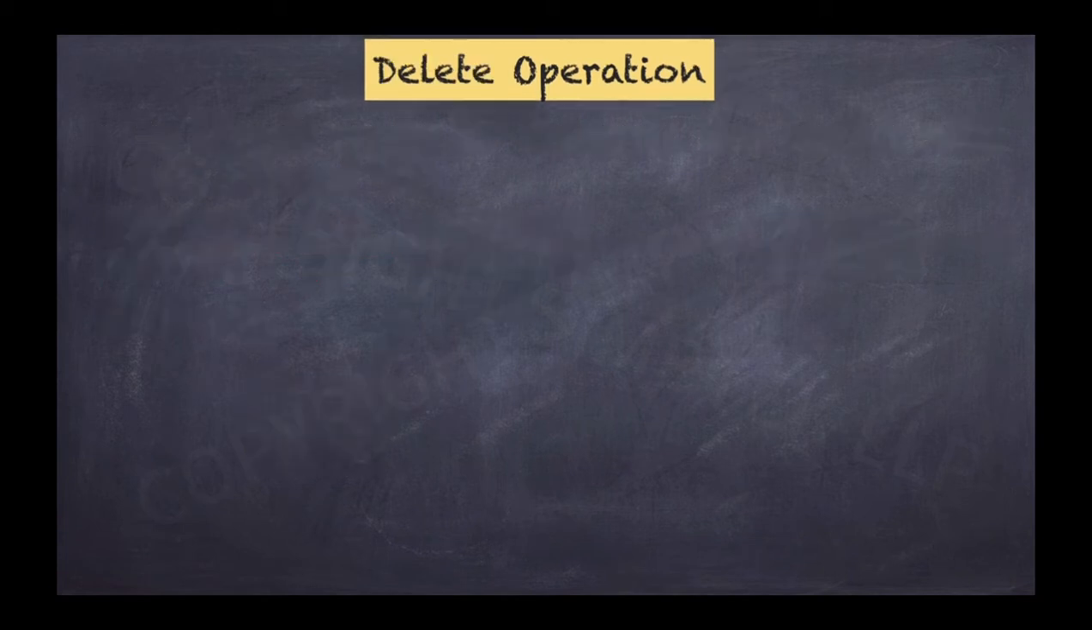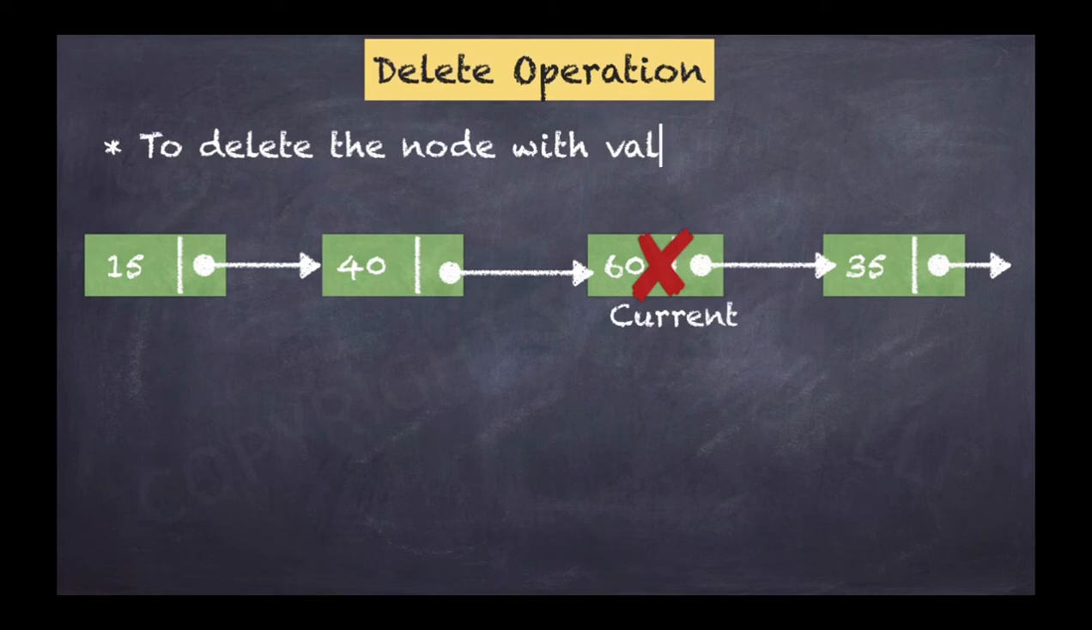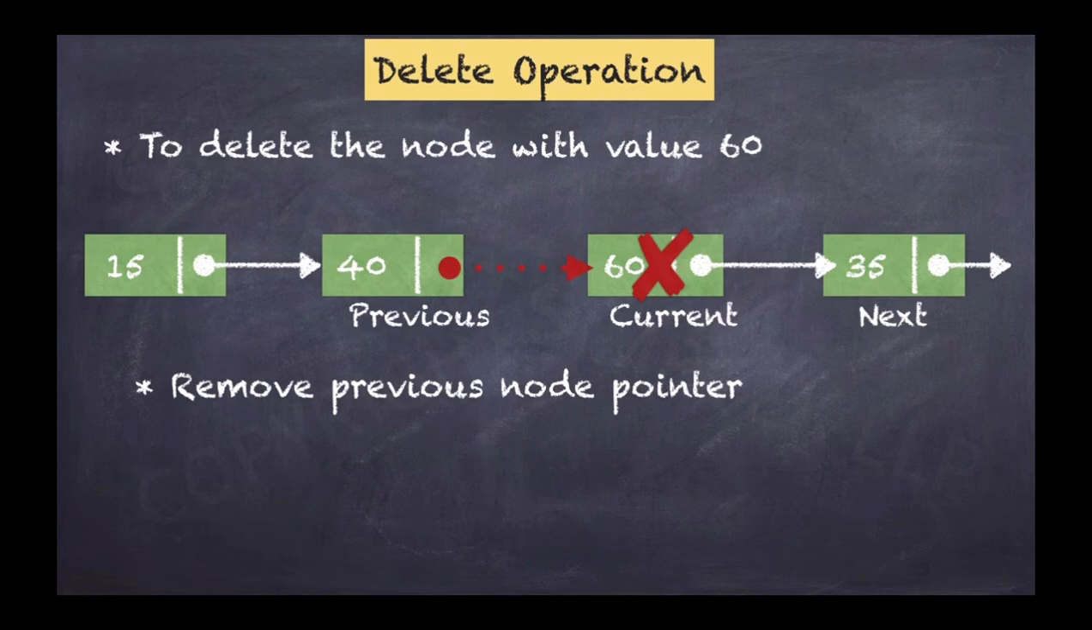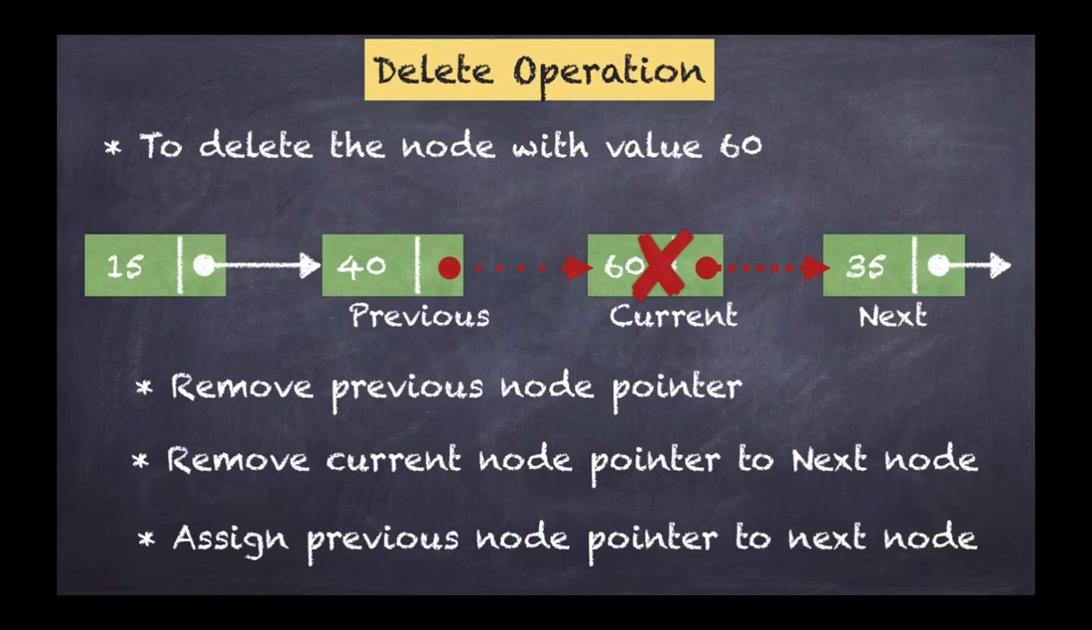Now let's see how to delete a node from a linked list. If you want to remove the node with value 60 in between the nodes with values 40 and 35, the node with value 40 is the previous node and the node with value 35 is the next node. Now remove the previous node pointer. Now remove the current node pointer to the next node. Finally, assign the previous node pointer to the next node.